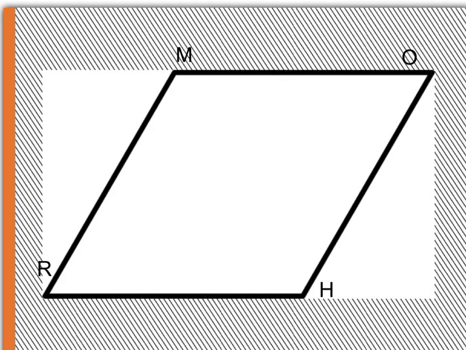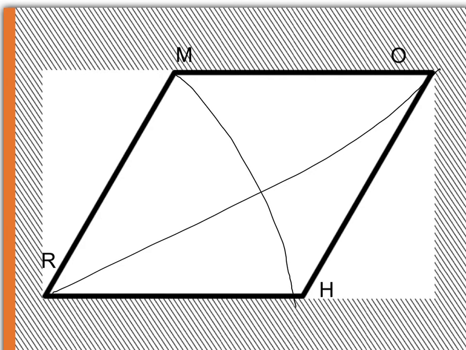The third property of a rhombus is that all sides are congruent. The fourth property is that the diagonals bisect the angles. That means that RO bisects angle MOH, like so. And the fifth property is that the diagonals are perpendicular bisectors of each other. That is, RO is a perpendicular bisector of line MH. And then the sixth property is the diagonals divide the rhombus into 4 congruent parts.